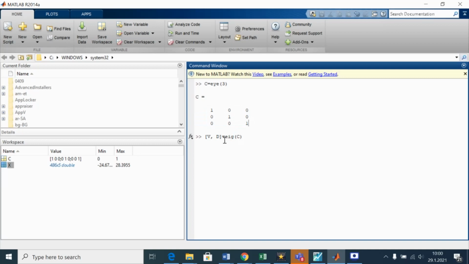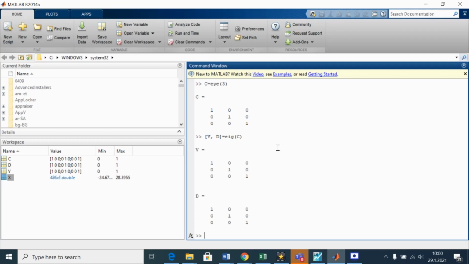And what MATLAB then spits out is the matrix D, a 3x3 matrix, and it will give us the corresponding eigenvalues on the main diagonal in an increasing order. The matrix V will contain the corresponding eigenvectors. Because it sorts the eigenvalues in increasing order, the last column in the matrix V will give us the eigenvector that corresponds to the largest or the dominant eigenvalue of D.